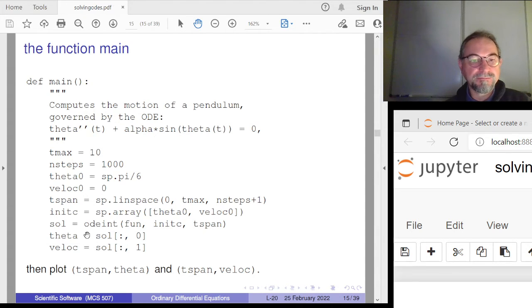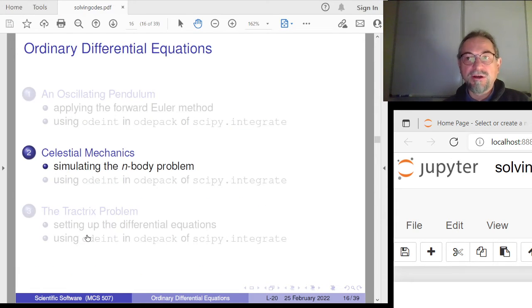And that is it. So the solution that is returned is a matrix, with the first column holding the values for the first variable, and the second column the values of the second variable. That is respectively the theta and the velocity. And that will give us the picture that we have seen before. Okay, so this is our running example. It's a non-trivial example, but it's a very simple example.